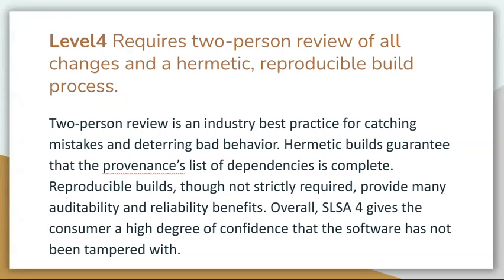So hermetic builds guarantee that the provenance list of the dependencies is complete. Reproducible builds are there, right? Though not strictly required, they provide many auditability and reliability benefits, and you can produce exactly the same builds when you run your automated systems, because of the laid out process and the policies in the code and the overall process that you have set up. So overall, SLSA 4 gives the consumers the highest degree of confidence that the software has not been tampered with. This is something which the organization is shipping to the client, and this is what they are getting. So this is level 4 of SLSA.